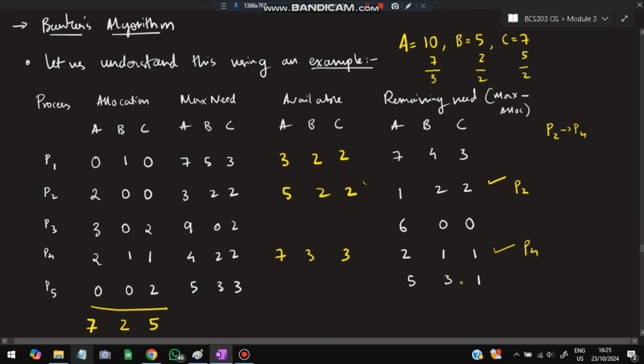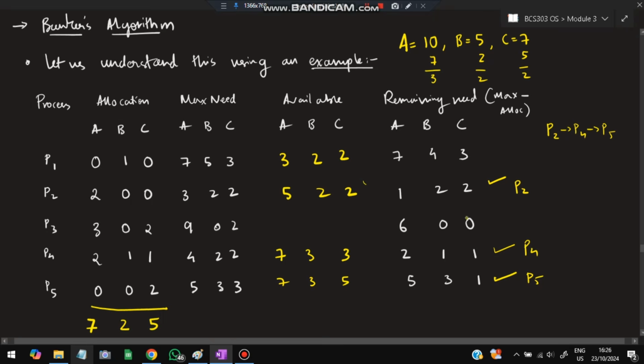Next, can 531 be satisfied with this? Yes, it can be satisfied. So P5 will be executed and the resources held by P5 will be released. What were the resources held by P5? 002. So 002 will make it 735. Now after this is over, go back here and check 743. Can this be satisfied with 735? No, it cannot be satisfied. Why? Because the requirement is 4, here it is 3 only. So this cannot be satisfied.